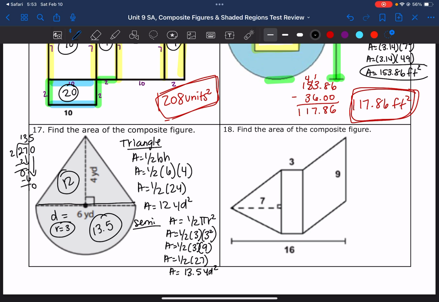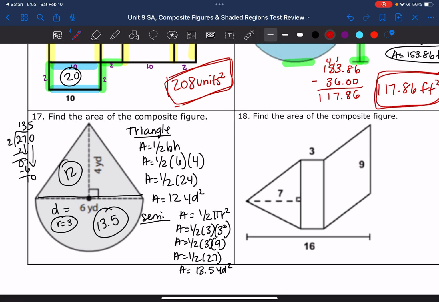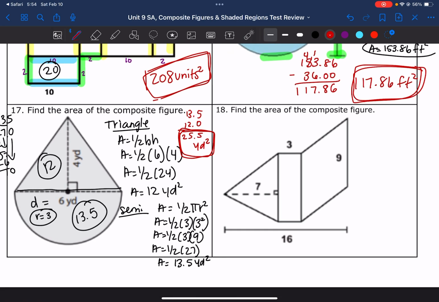What do we do with these two? We are going to add. So here, 13.5 plus 12.0. So we get 25.5 yards squared. This is our final answer, 25.5. Okay, let's go to the next and last question.